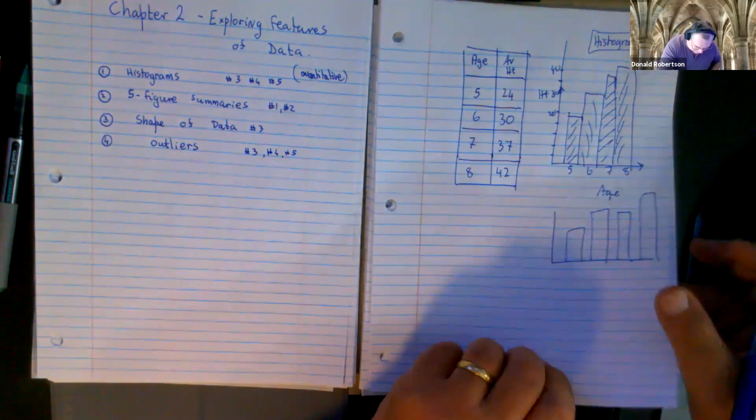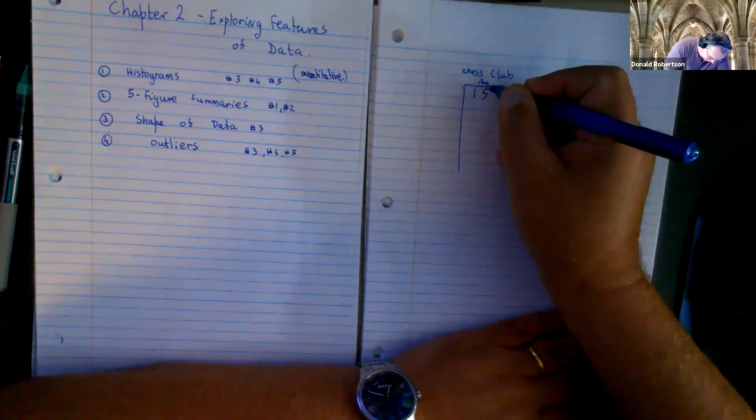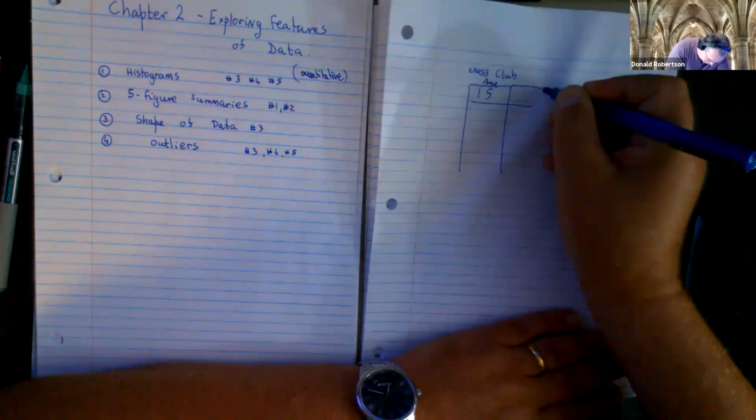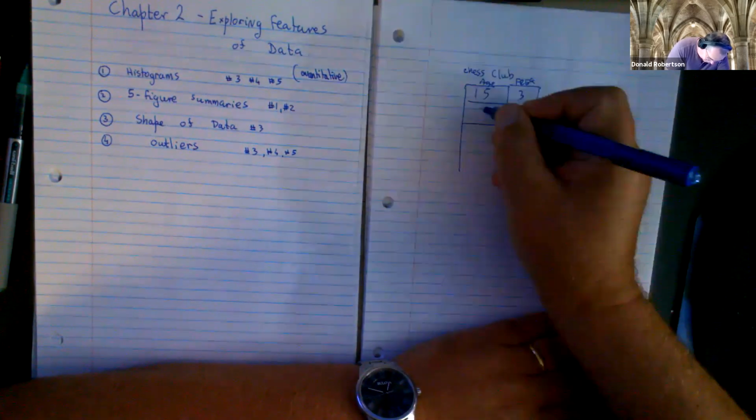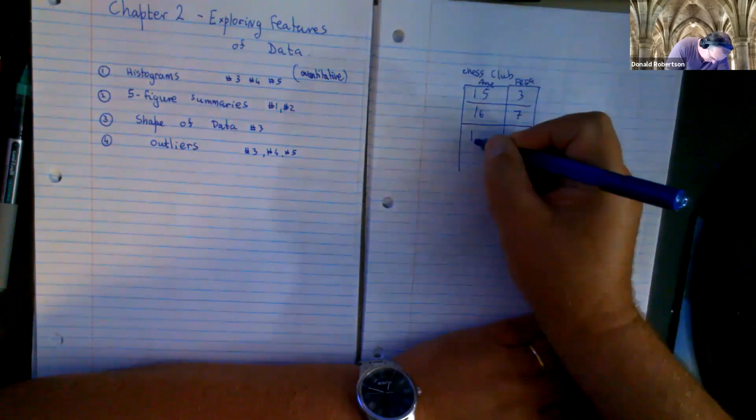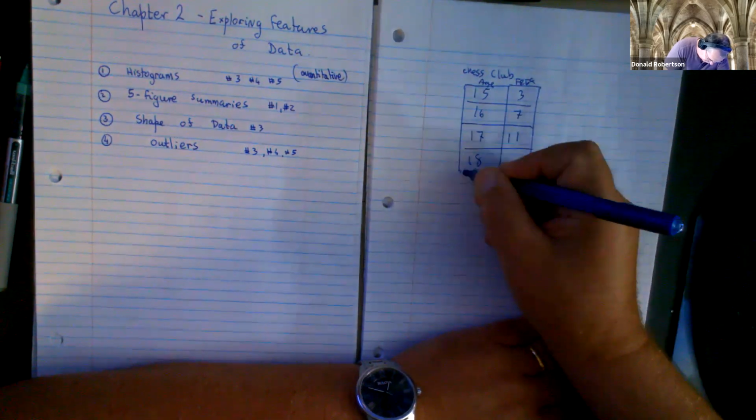So if I was, let's take another example over there. Let's suppose we did a chess club at a high school, say, and I don't know if you can be 15, but let's say you are. There's their age. And here would be what's called the frequency. That's very common. And there was 3 15 years old. There was 7. There was 11. There's an 18-year-old.